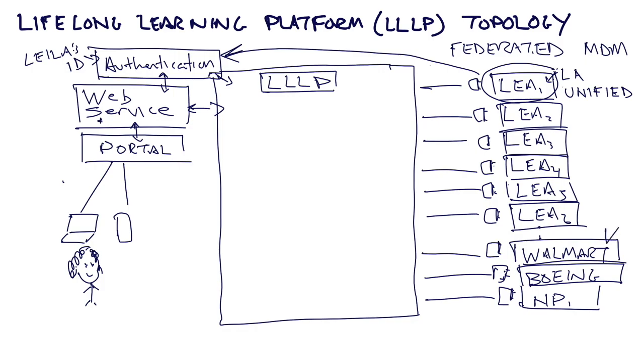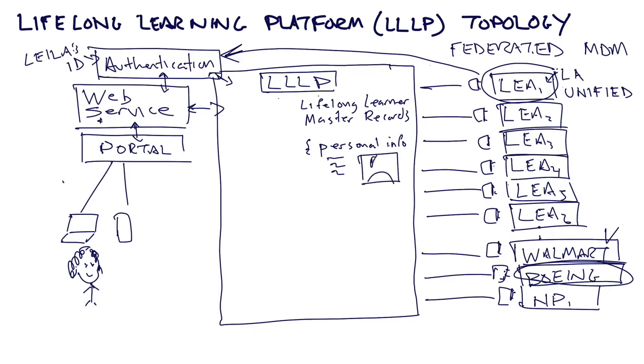So let's go through a flow here, and let's say Layla, who is working at Walmart, is going to apply for a job at Boeing. But before I jump ahead, here in the lifelong learning platform is a lifelong learner master record for each lifelong learner. So there is some personal information like addresses and phone numbers, perhaps a photo that the lifelong learner can choose to keep up to date.